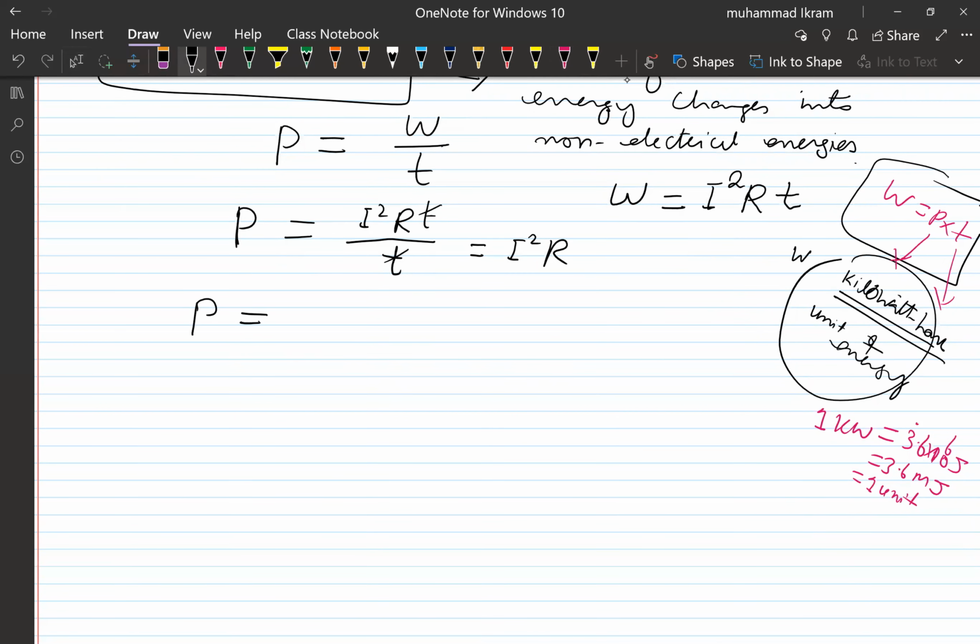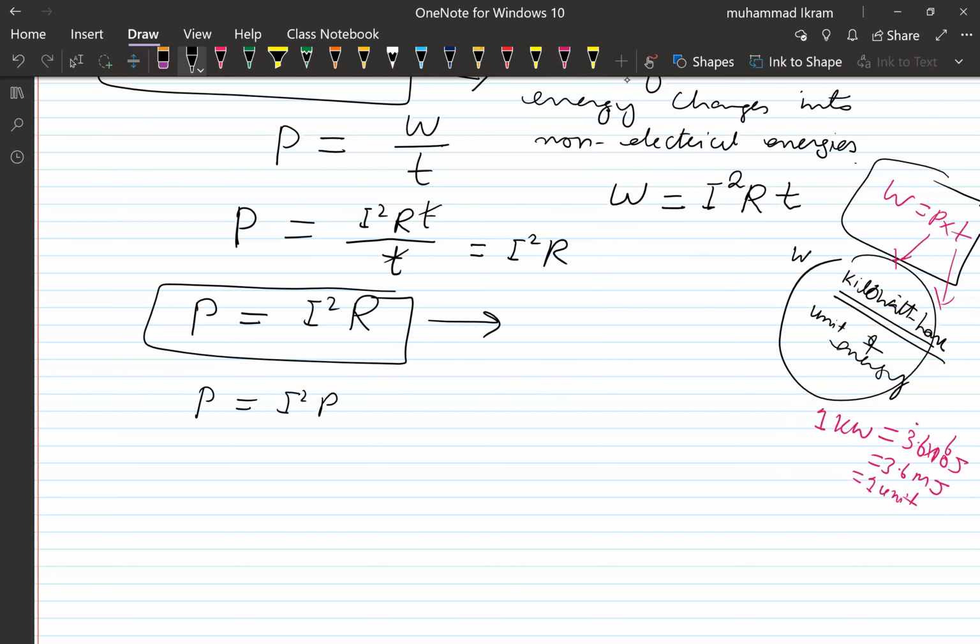So P is equal to what? P is equal to I square R. This is the power, the rate of heat energy dissipated across the load resistance R. Now for the battery, if I just write it this way, then the small r is what I actually want to tell you.